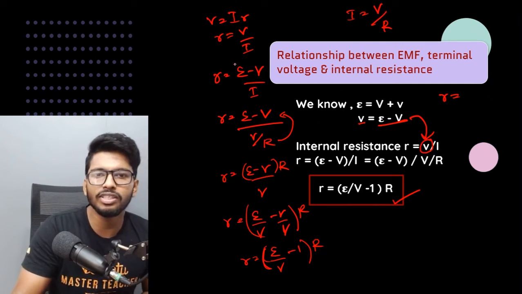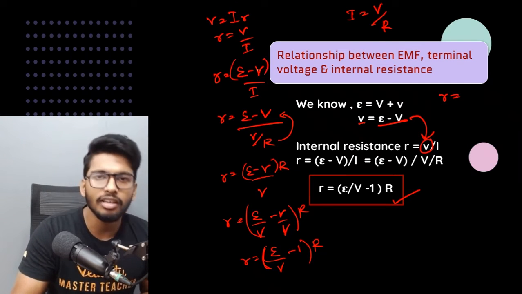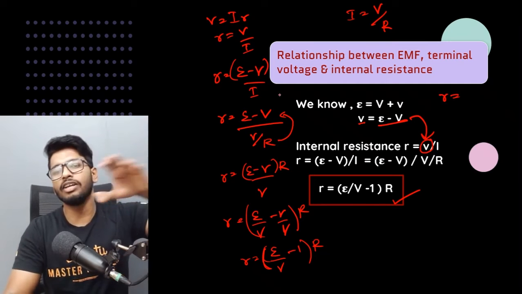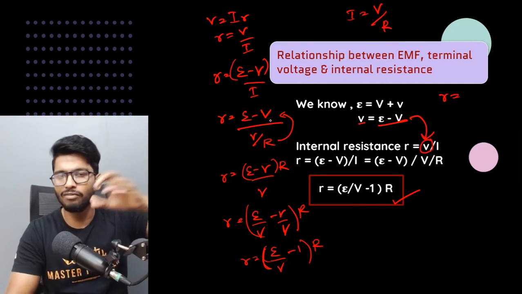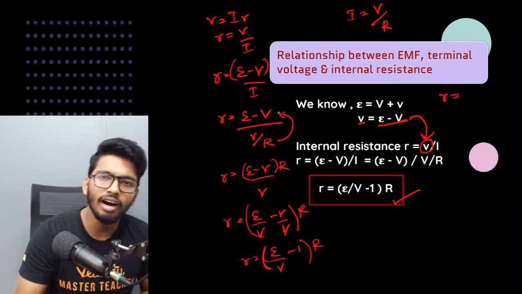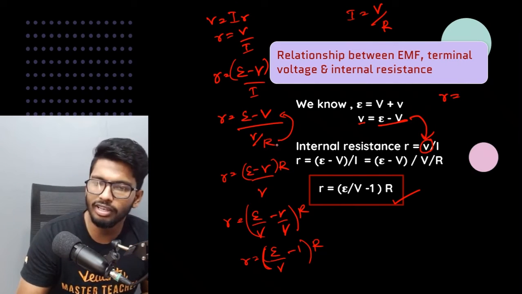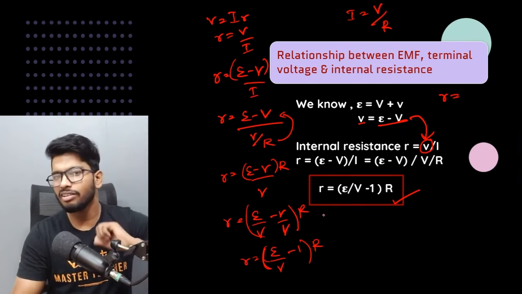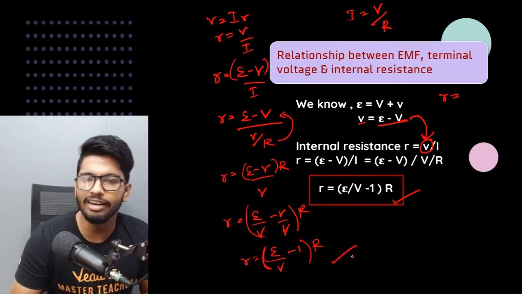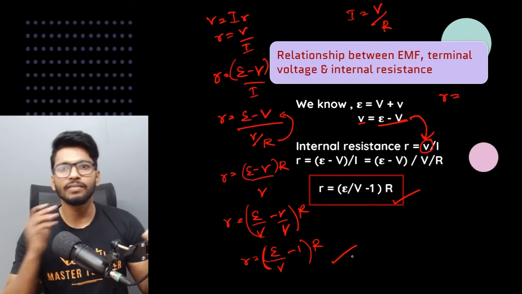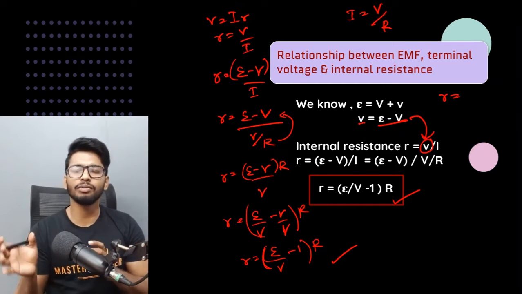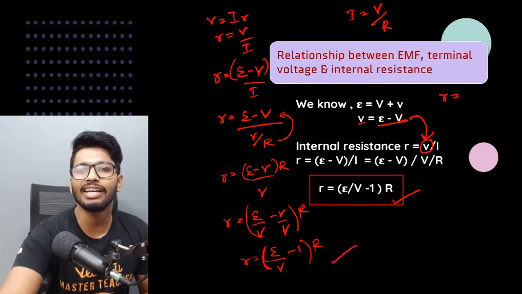In place of V, we'll substitute the value that is EMF minus the terminal voltage, and then we'll substitute for I as well, which is nothing but V by R, the terminal voltage by resistance. So we'll put that also in the equation, and then simplify that further on, and you will basically arrive at this particular equation. This is the relationship between EMF, terminal voltage, and internal resistance.